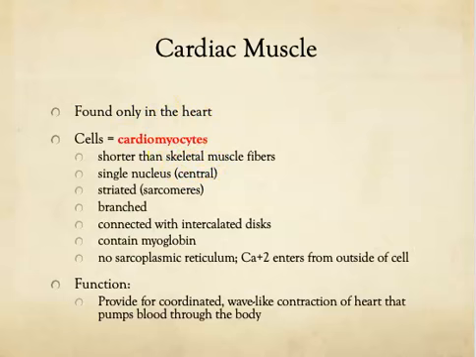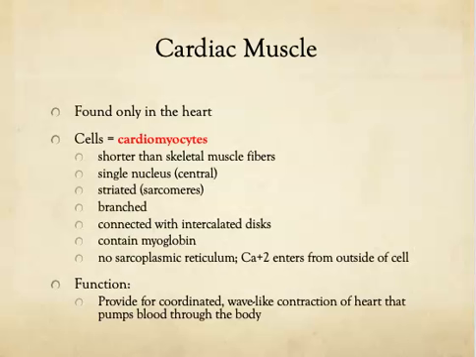When you look at cardiomyocytes under the microscope, the first thing that strikes you is that they are much shorter than skeletal muscle fibers. They also have a single nucleus, and it tends to be centrally located in the cell. They are striated. They do contain sarcomeres. But unlike skeletal muscle fibers, cardiomyocytes are branched. They are bizarre looking cells, and I'll show you a picture of this in just a moment.